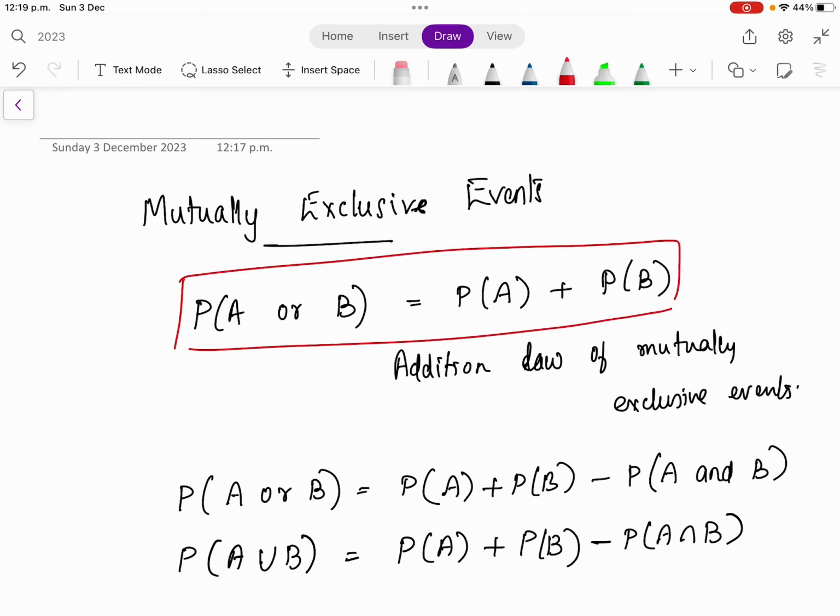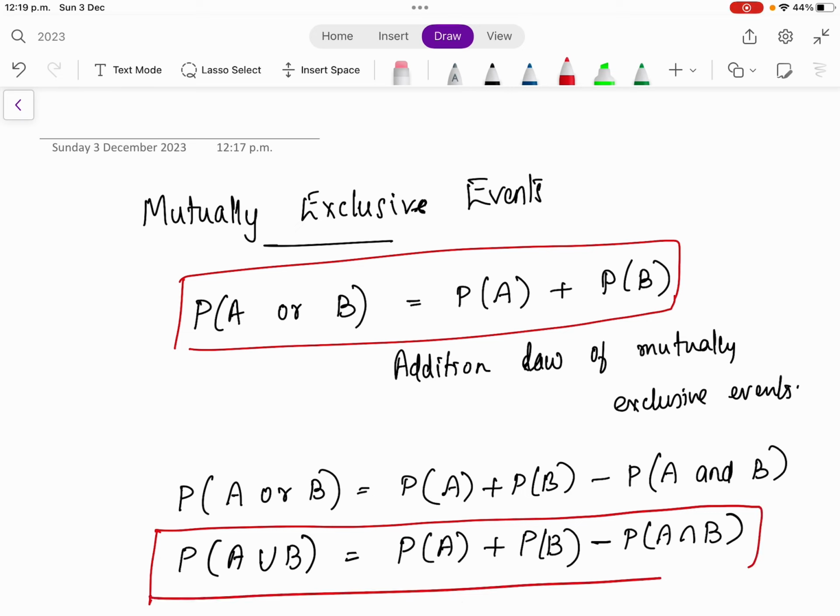One is P of A or B is equal to P of A plus P of B for mutually exclusive events, and for not mutually exclusive events, the formula holds this structure.